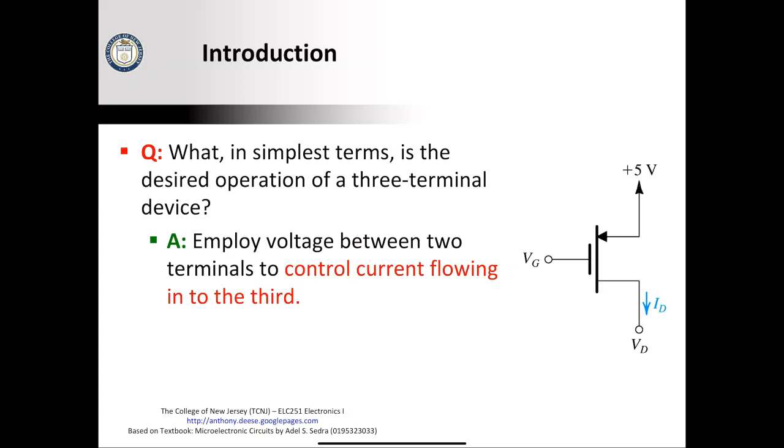Now, in the simplest terms, what is the desired operation of a three-terminal device like a MOSFET? Ideally, it would employ the voltage between two of the terminals, I said this previously, to control the current flowing into the third. So the way you can think about it is, you are able to control the voltage here, and that would then define how much current flows along that path. So almost like a knob, right? That we could turn up and down, and that would increase and decrease the current flowing along that path.